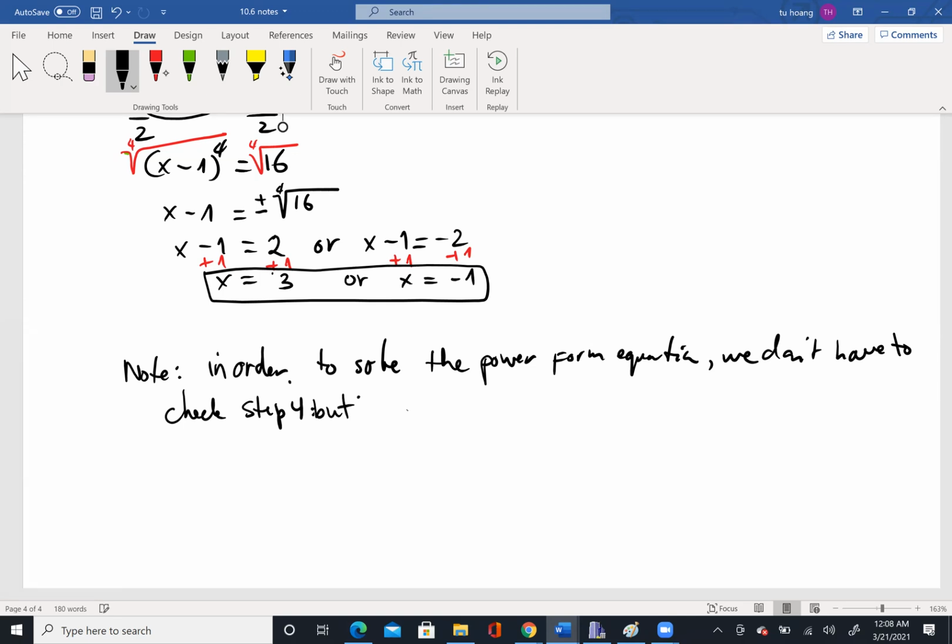But in the radical form equation, we must check, step 4.